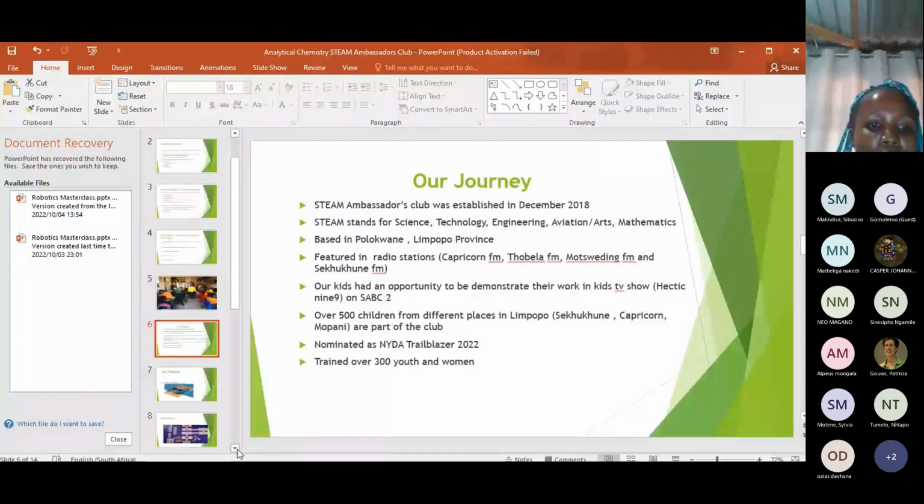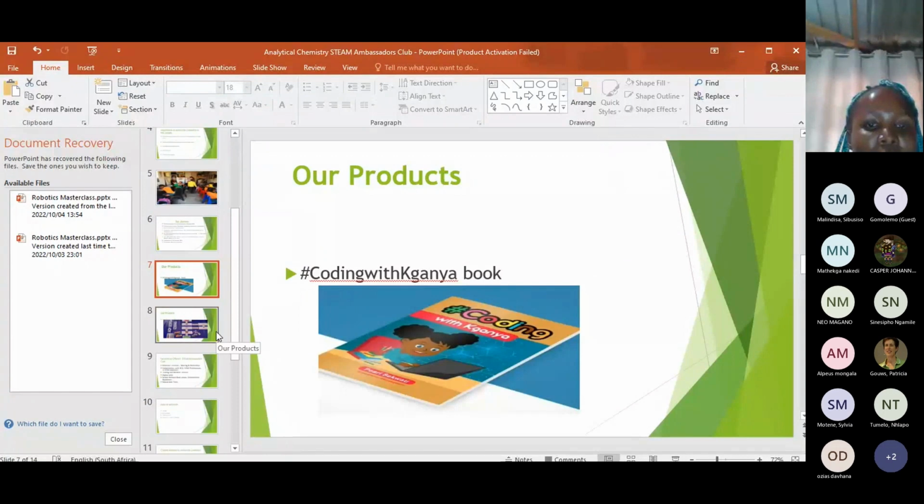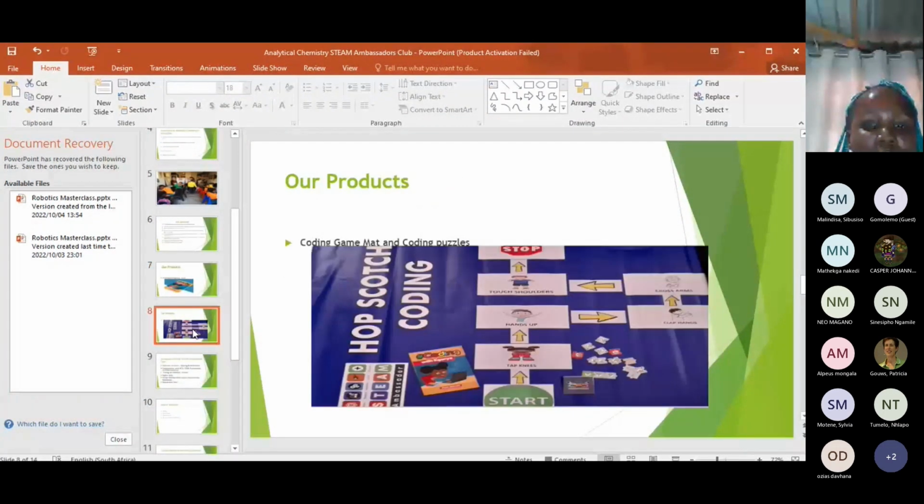And the products that we have produced at our center: we've published a book, Coding with Hanya, and a hopscotch mat that goes with the book. It gives an introduction to those who do not know much about coding. It gives them the simple meaning of what coding is, and it guides them: this is how you do coding offline.